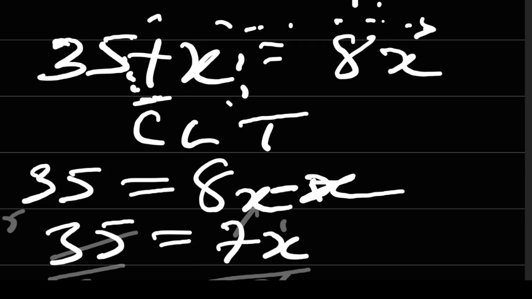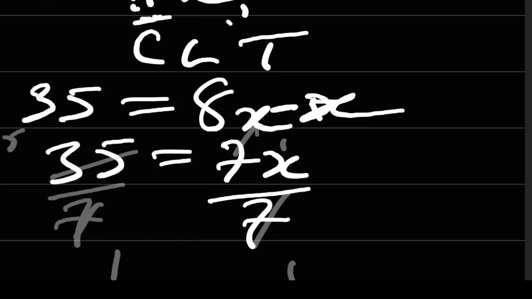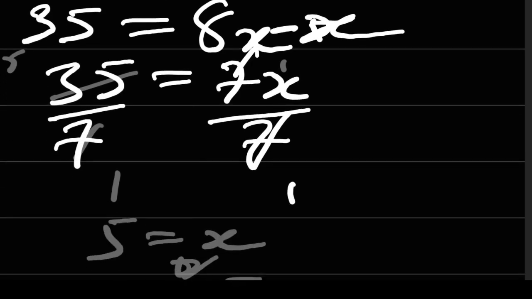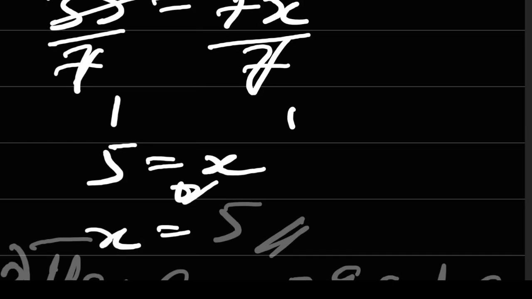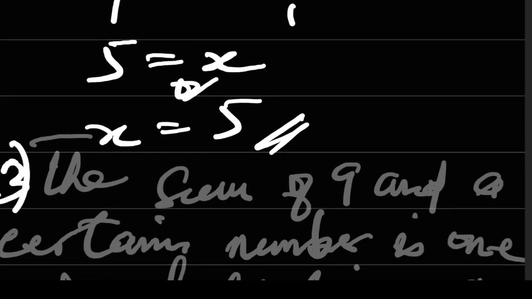35 equals 7x. To get x, we divide both sides by 7. 7 into 7 is 1, 7 into 35 is 5. So 5 equals x, or x equals 5. That's the answer. Let's solve one more example here. That's example 3.